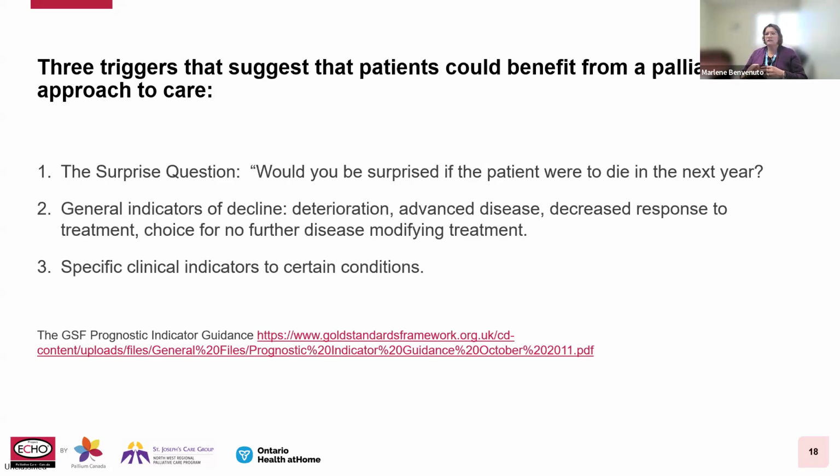So from what I gather, a lot of people are using the Gold Standards Framework, right? Are a lot of people familiar with the three triggers that suggest that people would benefit from a palliative approach?